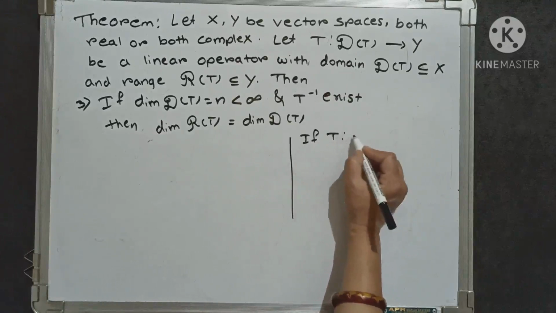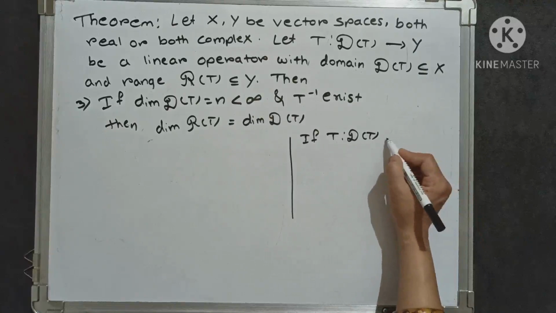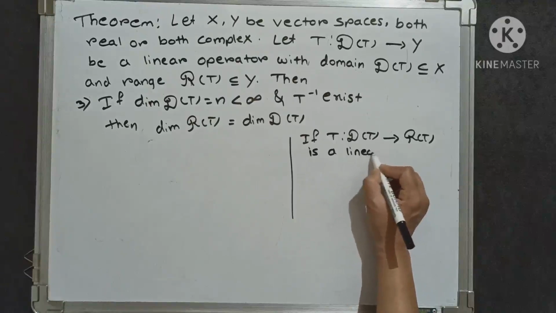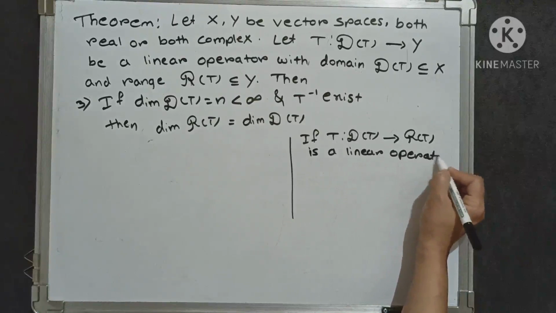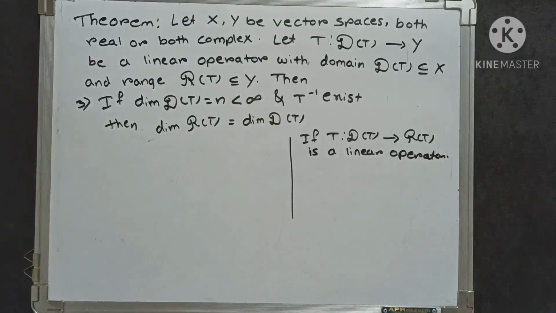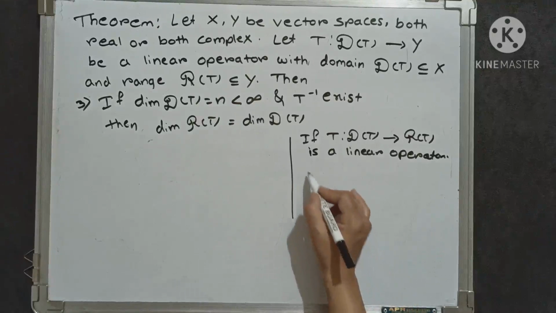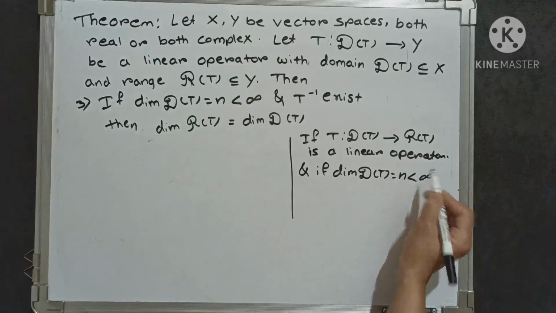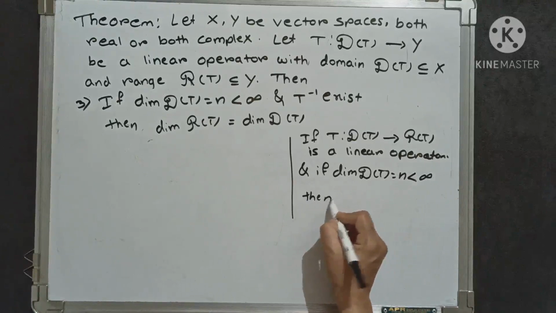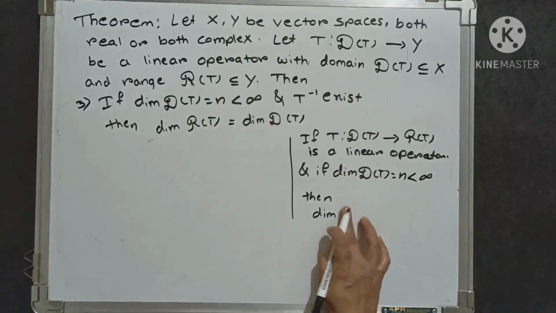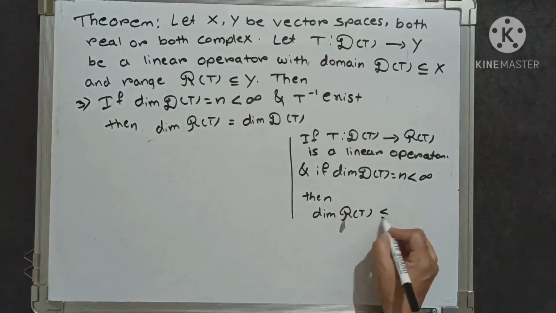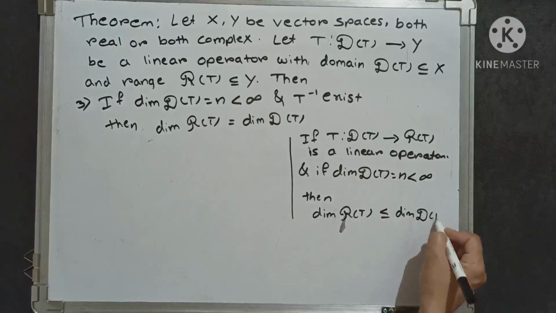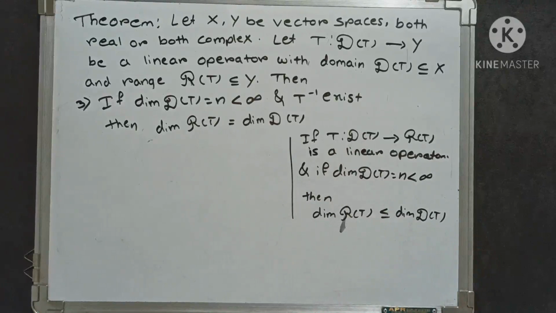If capital T, which is from script D of T to script R of T, is a linear operator, and if the dimension of script D of T equals n, which is strictly less than infinity, then the dimension of the range set, that is script R of T, is less than or equal to n, and n is nothing but the dimension of script D of T. Now we use this theorem here to prove this equality.